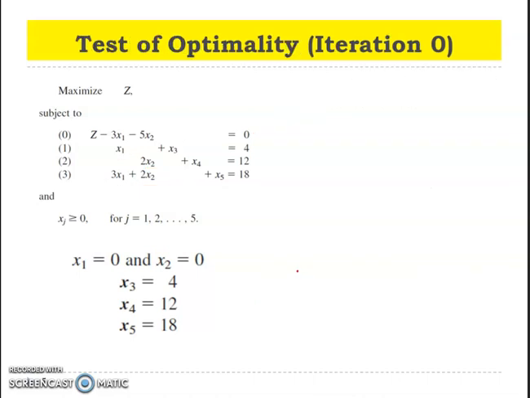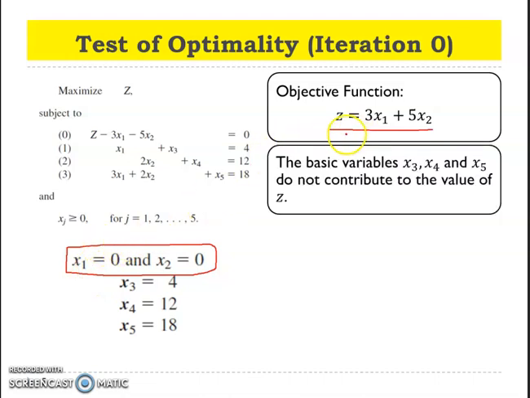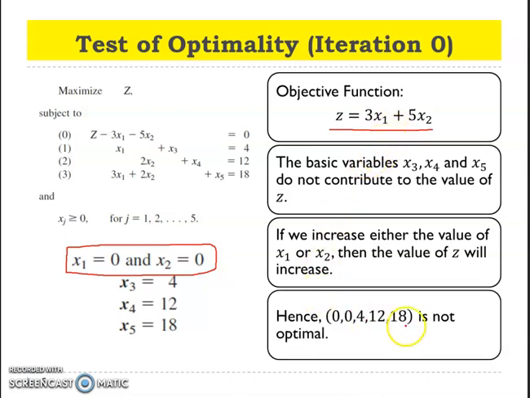Now once we have this solution, we have to test the optimality of this solution, and we can see that the objective function is z equal to 3x1 plus 5x2. Now since x1 is equal to 0 and x2 equal to 0, and these are the non-basic variables, we can increase the value of x1, which will increase the value of the objective function z. We can also increase the value of x2, which will increase the value of objective function z. So this solution is not optimal.